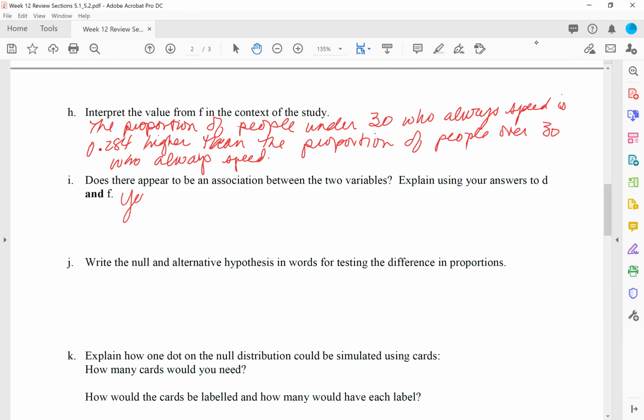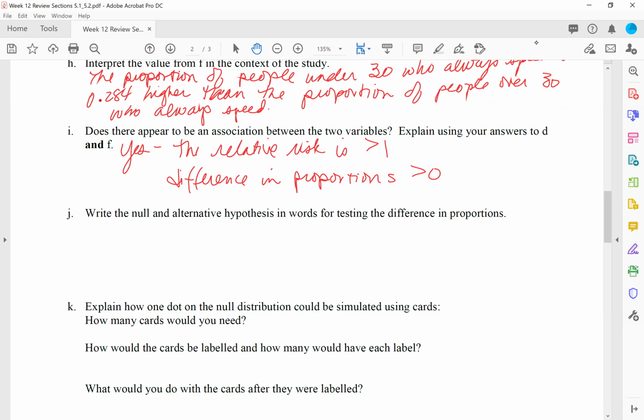The relative risk is greater than 1 and the difference in proportions is greater than 0. So we can definitely see that there's an association. We don't know if it's significant or not, because it could be significant, but we'd have to find our p-value to be able to answer that question.